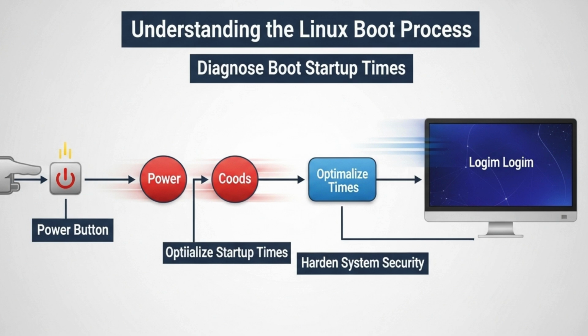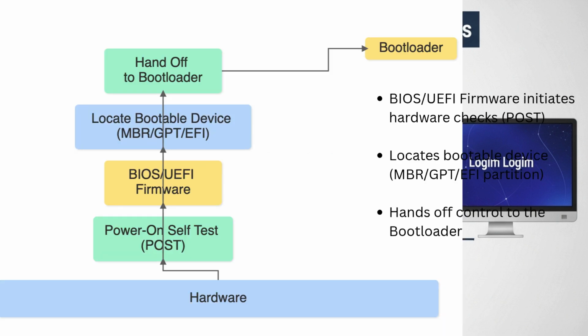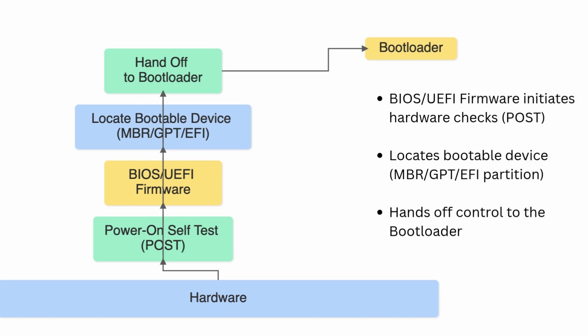The journey begins with the firmware, either the traditional BIOS or its modern successor, UEFI. When you power on, the CPU first executes code stored in this firmware. BIOS performs the power-on self-test, or POST, checking essential hardware components. UEFI, on the other hand, is more advanced, offering features like secure boot and faster initialization.